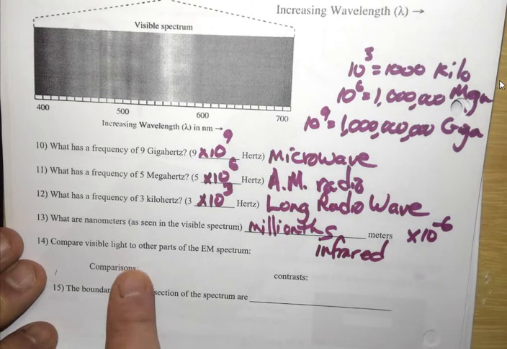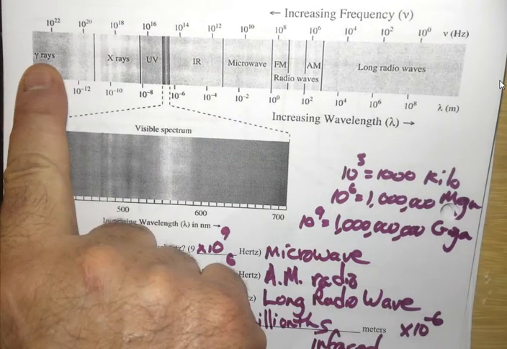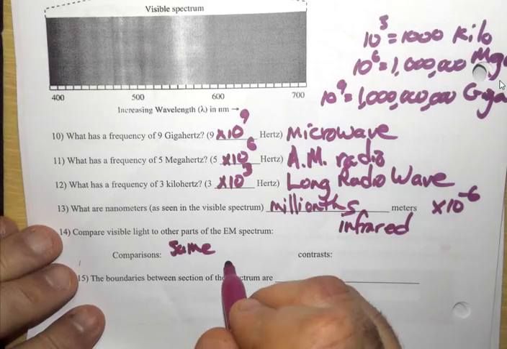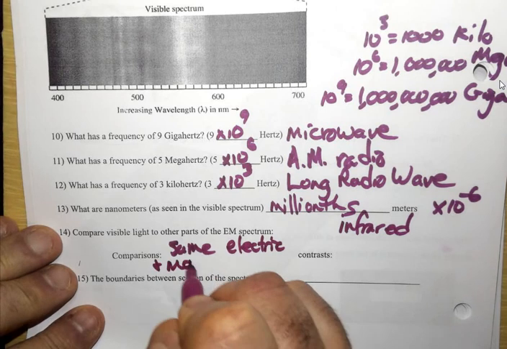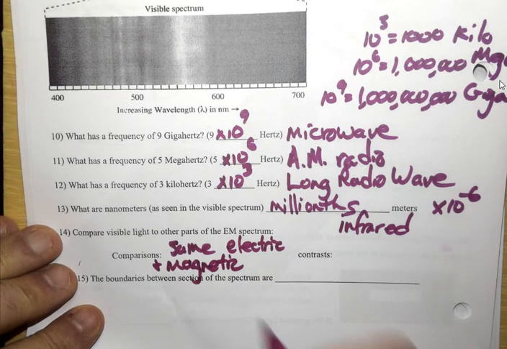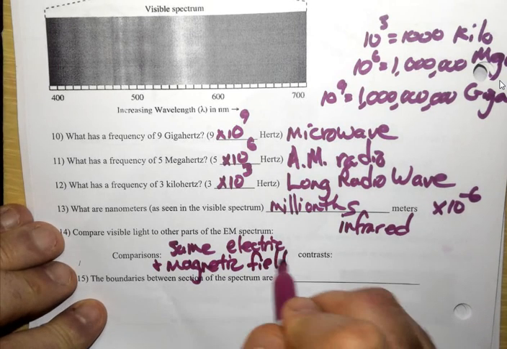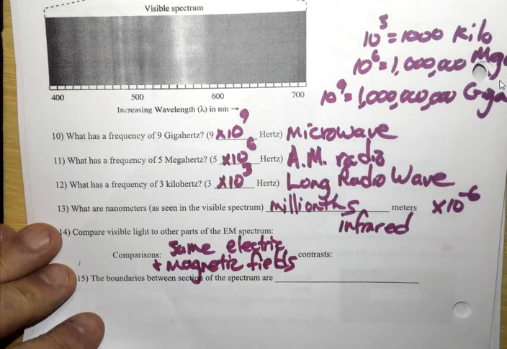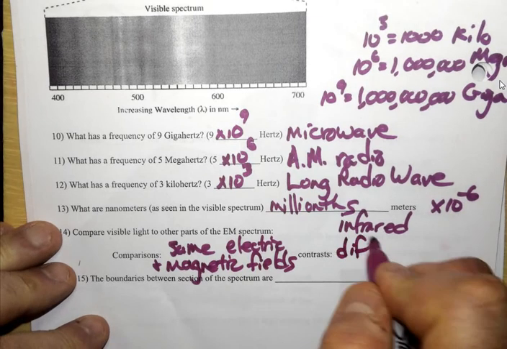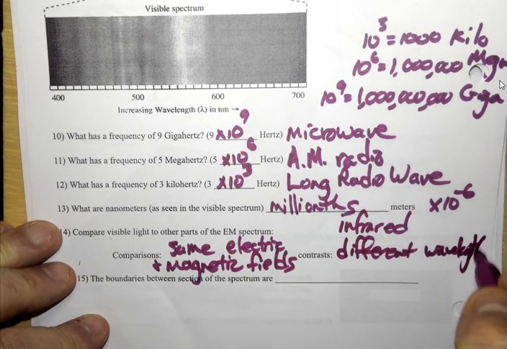Compare visible light to the other parts of the electromagnetic spectrum. Comparisons: visible light and everything else here, X-rays, UV rays, microwaves, gamma rays, etc., all of those have the same electric and magnetic fields. The stuff, so to speak, the components that make up the beams are exactly the same. Electric fields, magnetic fields, perpendicular, growing, shrinking, flipping, growing, shrinking, flipping. Contrasts: different sizes, different wavelengths, different frequencies.